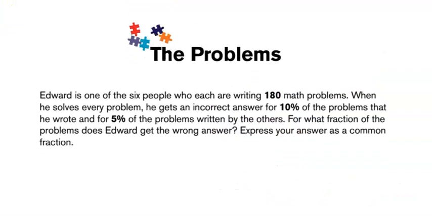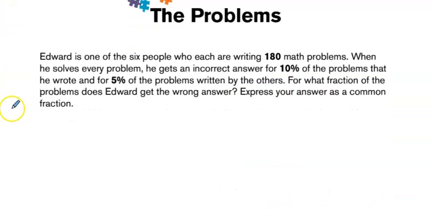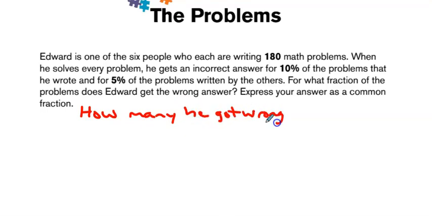Edward is one of the 6 people who are each writing 180 math problems. When he solves every problem, he gets an incorrect answer for 10% of the problems that he wrote, and for 5% of the problems written by others. For what fraction of the problems does Edward get the wrong answer? Express your answer as a common fraction. So we need to know how many he got wrong and how many he solved. How many he solved is a little bit easier in this case.